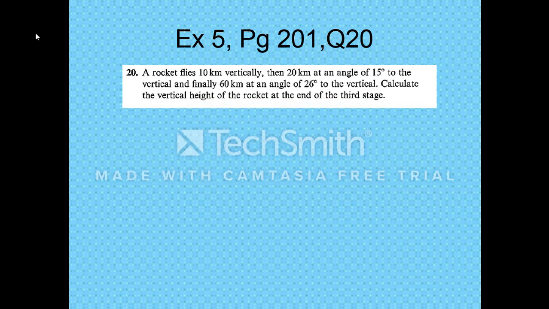So let us look at this question now. A rocket flies 10 kilometers vertically, then 20 kilometers at an angle of 15 degrees to the vertical, and finally 60 kilometers at an angle of 26 degrees to the vertical. Calculate the vertical height of the rocket at the end of the third stage. So the diagram is very important here again.